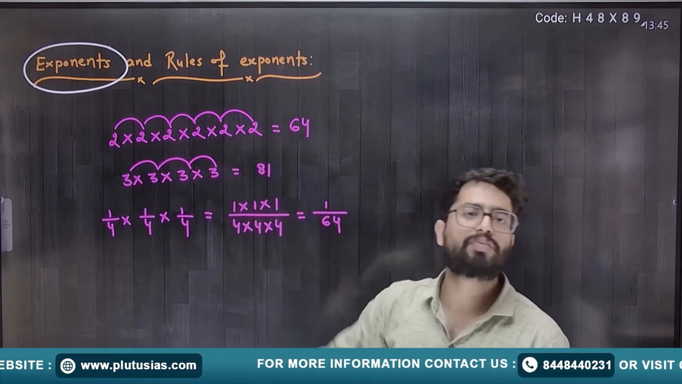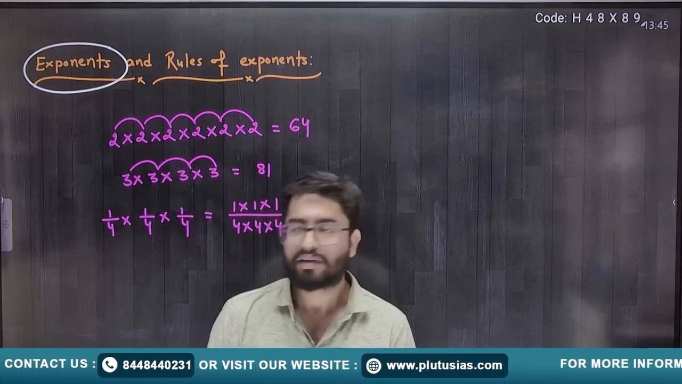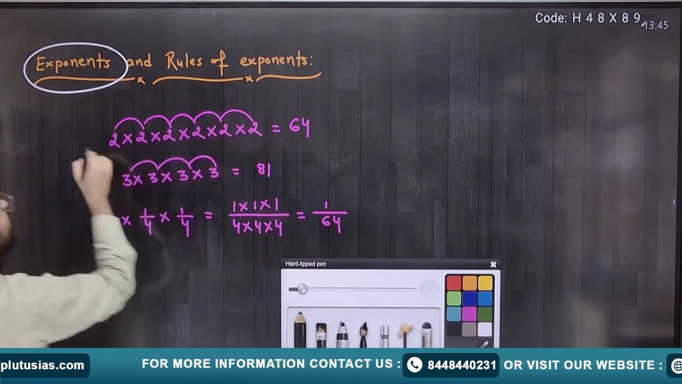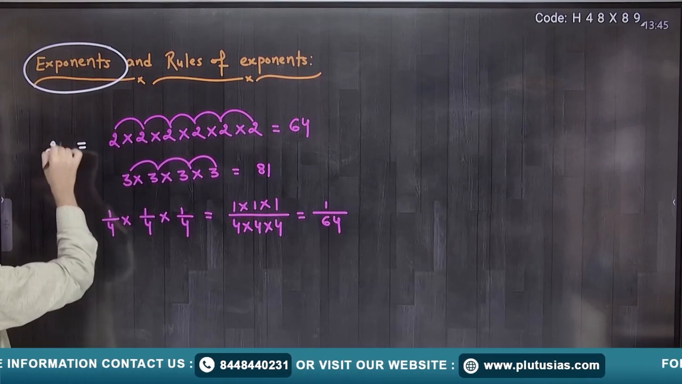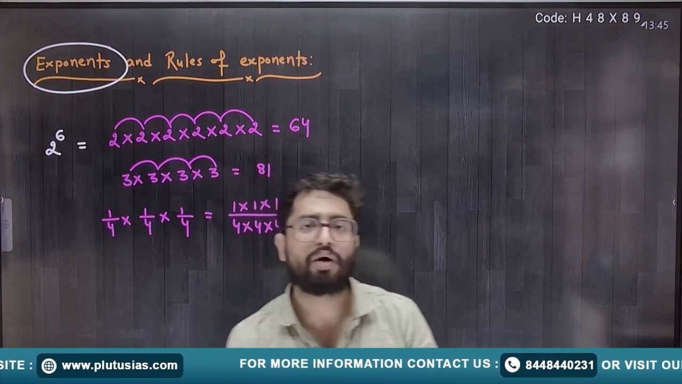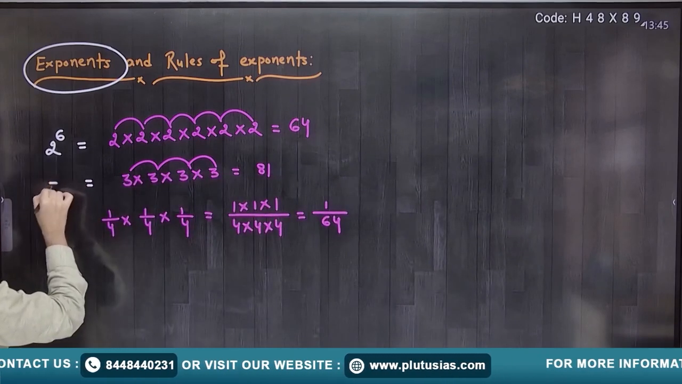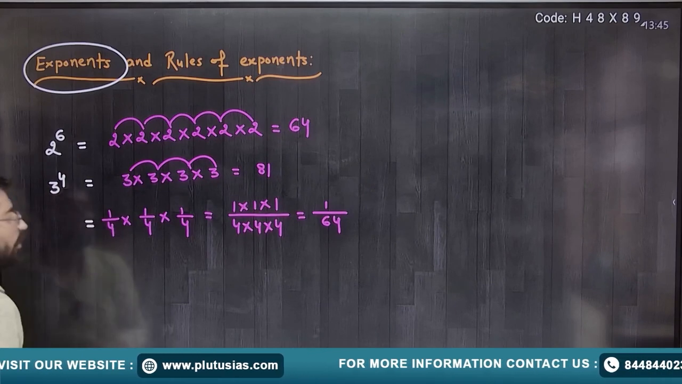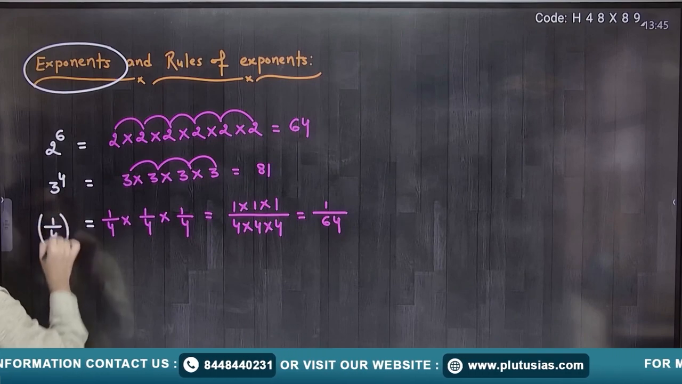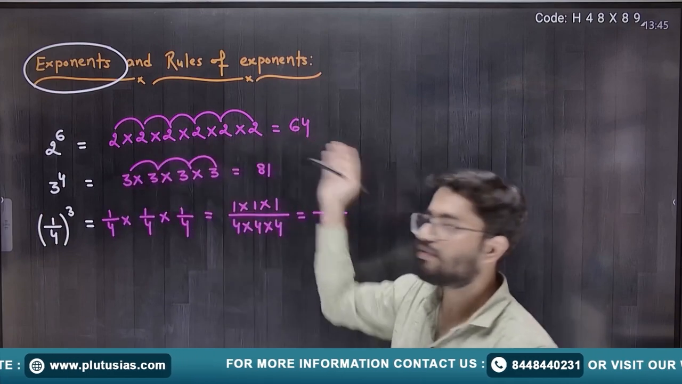Basically, that is the exponent. When you multiply a number by itself, that is under your exponents. Got it? So you can write this thing in the shorter form, that is 2 to the power 6. 2 to the power 6 means you are multiplying 2 how many times? 6 times. Similarly, you can write this as what? That is 3 raised to power 4. And the last one, you can say that is 1 by 4 raised to power 3. Getting it? Now you know what is the meaning of these things.